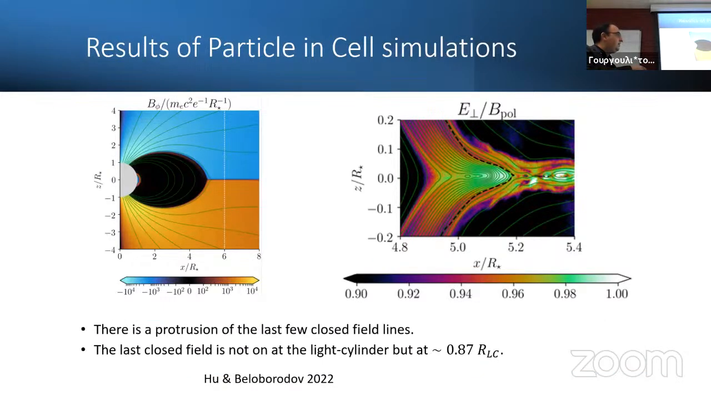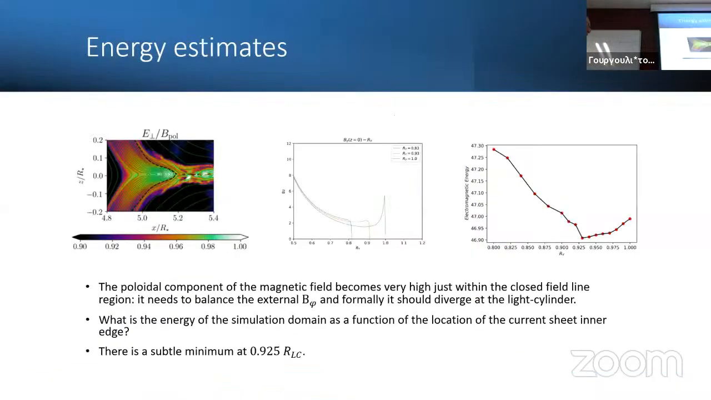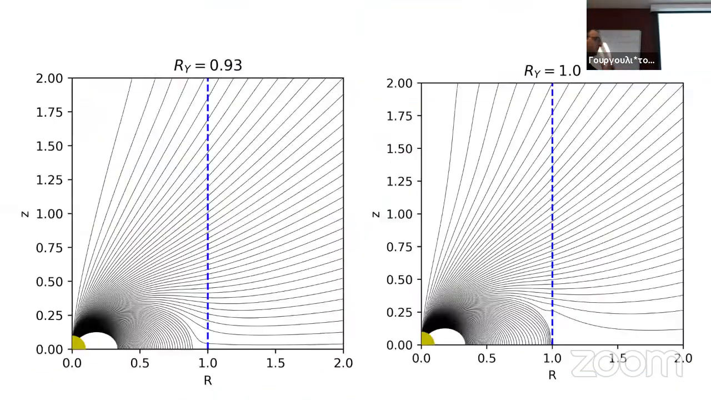What will be the price that we will have to pay for that, though? Essentially, we will have a current sheet that is inside the light cylinder, which is mathematically acceptable and physically acceptable, but not required. So the current beyond the light cylinder is essential. This one is not essential. So this may be prone to instabilities, and we will discuss these implications a little bit later.